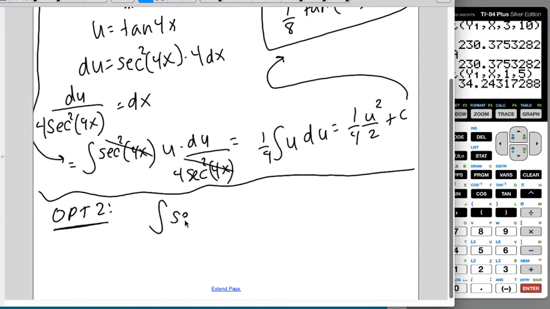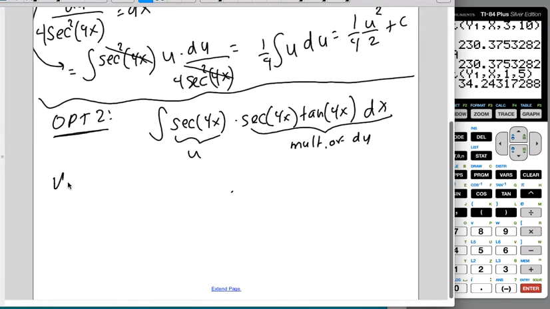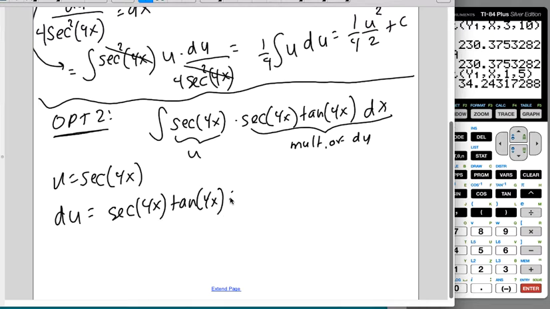If you were to treat this secant squared as a secant times a secant, because that's what secant squared is, right? What you'll notice is that if you picked this as your u, this would be a multiple of your du, right? Because the derivative of secant of something is secant tangent. So if you chose to do this, if you made your u secant of 4x, then your du would be secant 4x, tangent 4x, times the 4 dx. So you'd get that your du over a 4 secant 4x tangent 4x is equal to dx.